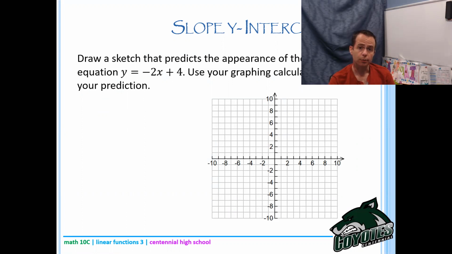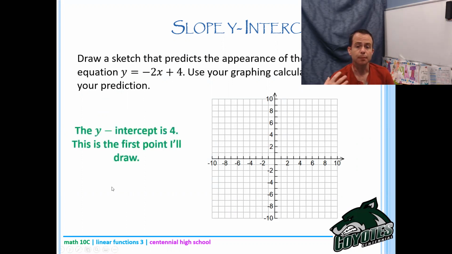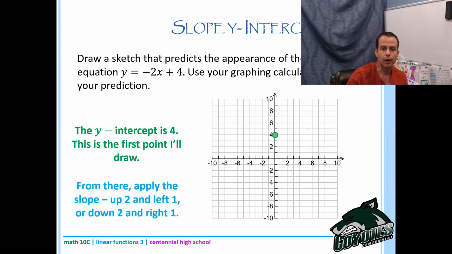Where do we start? Well, we can start at the y-intercept because that's a point that I absolutely know. So I know this graph hits at 0, positive 4, so I put a point there at 0, 4. Now I need to think about the slope. What number is in front of x? It's -2. So either I go up and to the left or I go down and to the right. Both of those would give me a negative slope. So I'm going to do them both.